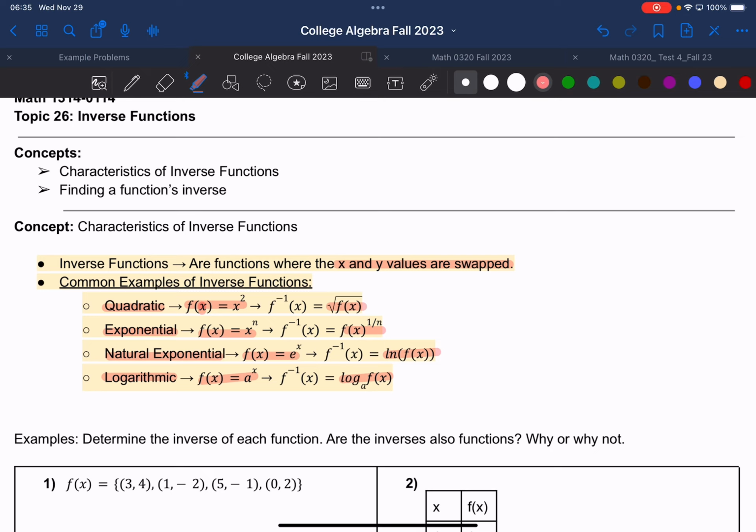Okay. Notice when we switch those x and y values, we have to get that new y value by itself. When we do that, we are taking whatever we need to do in order to cancel out the previous thing. So notice in natural exponential, we had e to the x. In order to cancel it and reverse it, we had to do the opposite, which was natural log of x. Same with that logarithmic of base a to the x. We do the opposite, and we do log base a of f of x. This will pop up on the final.